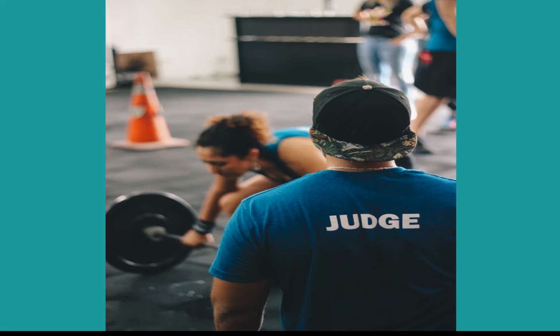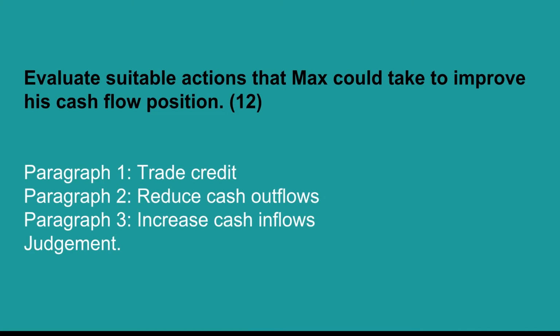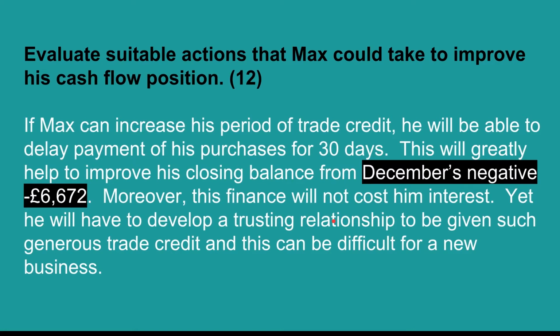But then finally, I'm going to make a judgment. I'm going to make sure I round off this question with a detailed judgment on what I think is best in this situation and why. So overall, the structure is going to be paragraph 1, I'm going to focus on trade credit. Paragraph 2, reduce cash outflows. Paragraph 3, increase cash inflows. And then finally, that judgment. So nice and straightforward.